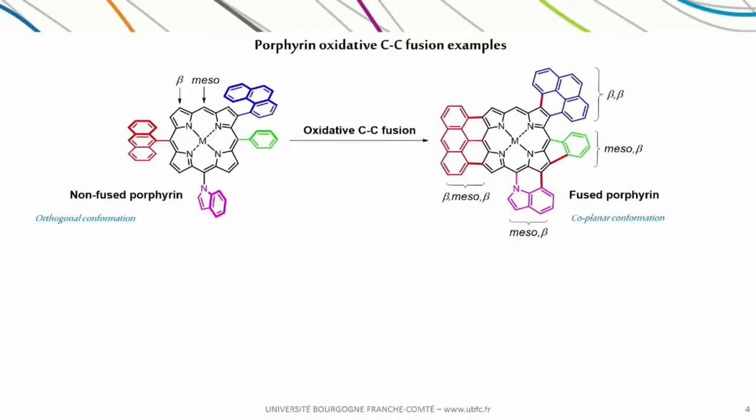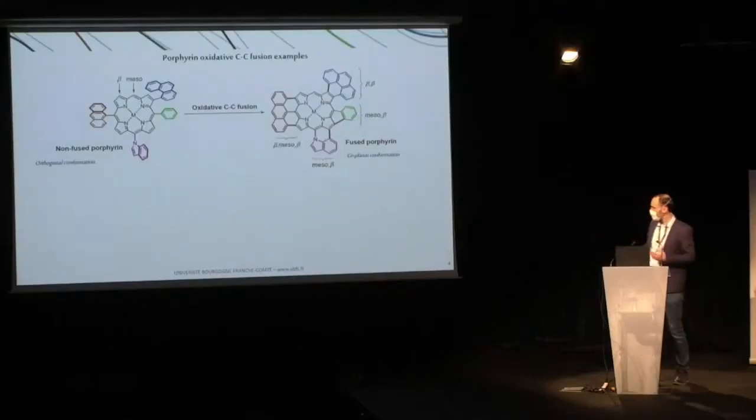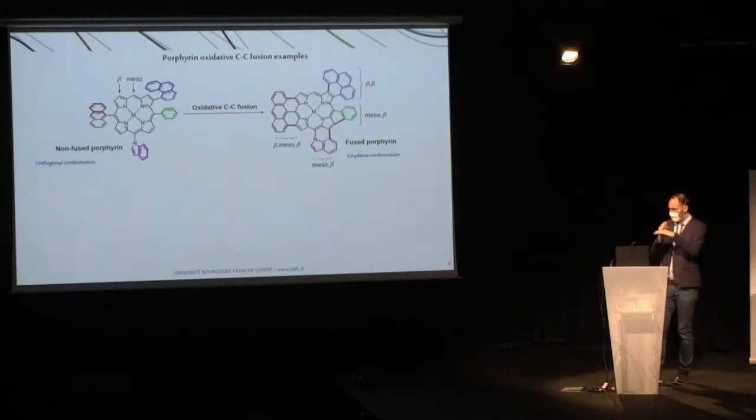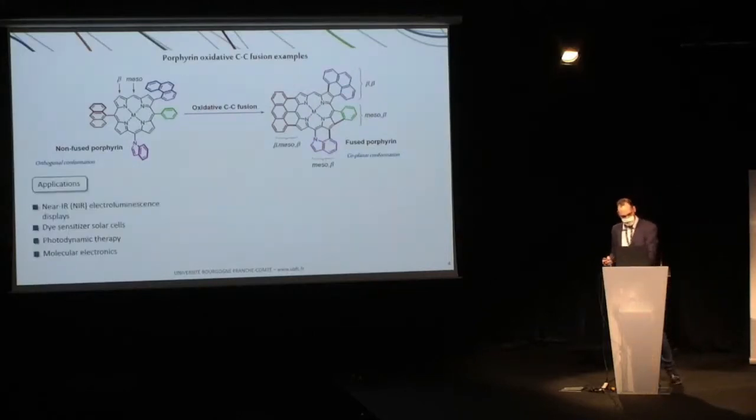Okay. So you can also have other aromatic fragments, such as this one, around the periphery of the macrocycle. So this represents non-fused porphyrin, so it's orthogonal. So you have the porphyrin and you have different substituents that are orthogonal. And when you oxidize here the porphyrin and the fragments which are around the porphyrin, you are making an oxidative carbon-carbon fusion, which makes this kind of molecule with a fully planar and coplanar conformation of the porphyrin.